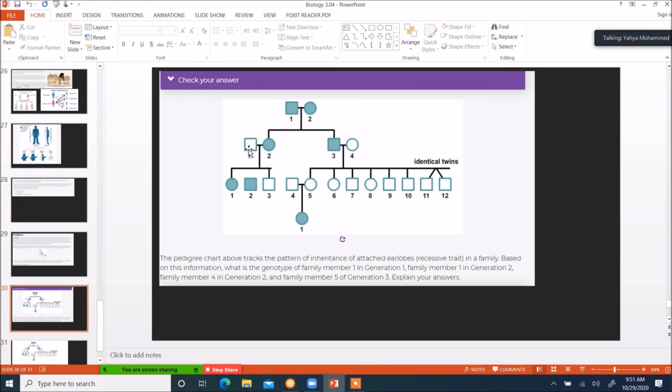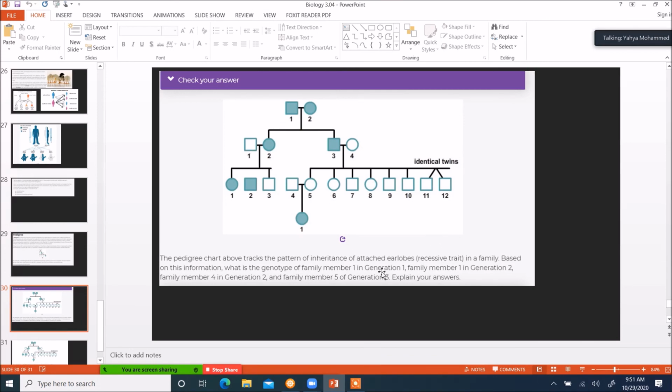So you see how when 1 and 2 have their children, some of their children have the disease. That means that 1 is a carrier. There's a capital R, but there's a lowercase r hidden in there. Because if this was just capital R, all the children would get that capital R, and none of them would have the disease. Does that make sense? So this one has to be heterozygous: capital R, with a hidden lowercase r as well.